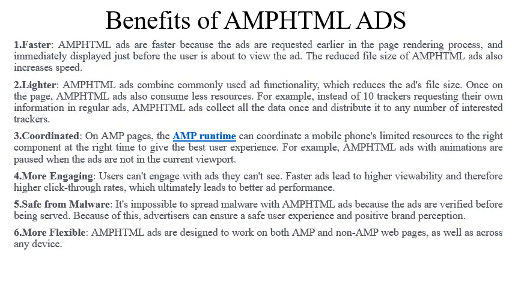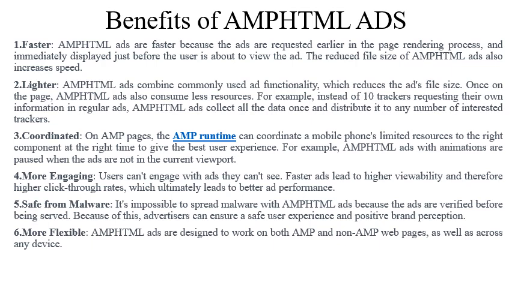Benefits of AMP HTML ads. There are various benefits. First is faster. AMP HTML ads are faster because the ads are requested earlier in the page rendering process and immediately displayed just before the user is about to view the ad. The reduced file size of AMP HTML ads also increases speed. It is lighter. AMP HTML ads combine commonly used ad functionality, which reduces the ad file size. Once on the page, AMP HTML ads also consume fewer resources.